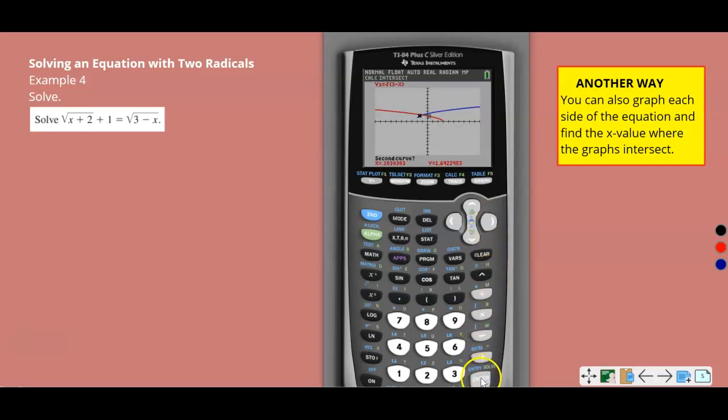It doesn't matter if you're on the red or the blue line, as long as you're on each side of the intersection, so it isolates that area. Then it says guess, and you have to press enter one more time to get the intersection point. You can see that x is -1, y is 2. Well, here we're solving for x, so x is -1 would be the solution.